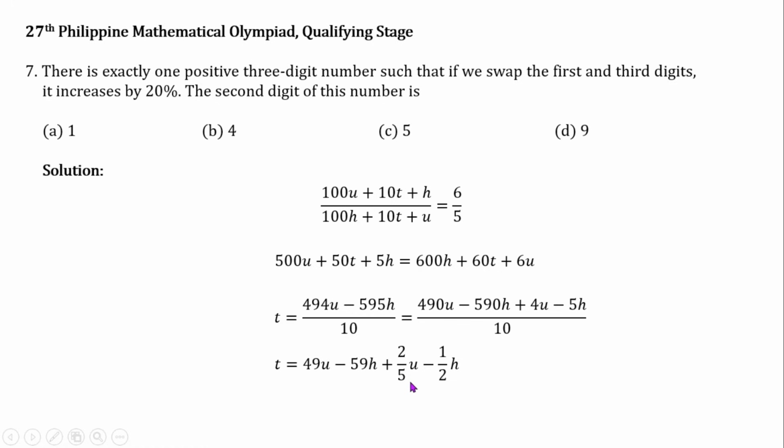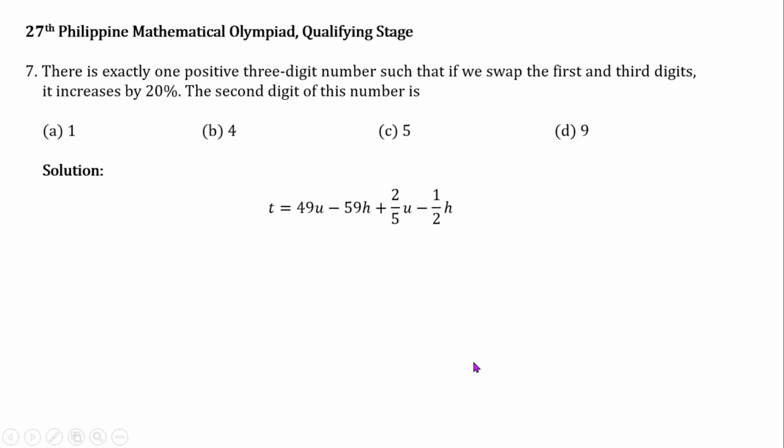But if you look at 2 over 5 times u, it's very clear that the only value for u that we must consider must be 5, because it's the only number from 0 to 9 that's divisible by 5. Now, you can easily check that the value that works for the hundredths digit is the number 4. All other possibilities like 2, 6, and 8 do not work.